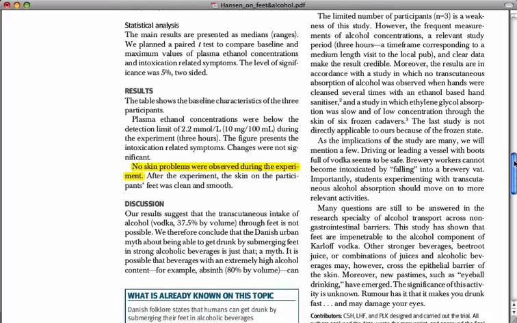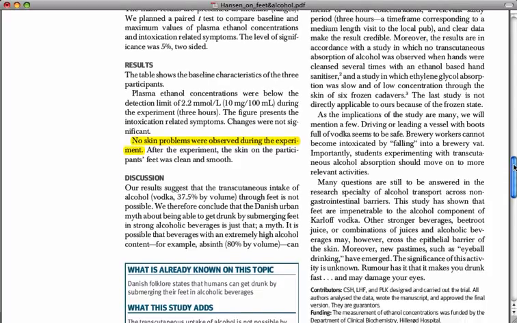It's only in the discussion section where the scientists come out from behind the curtain, as it were, and refer to themselves in the first person and active sentence structures. For instance, here it says, we therefore conclude that the urban myth is just that, a myth.